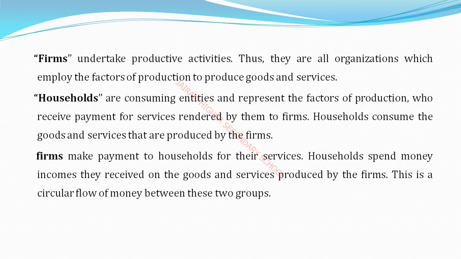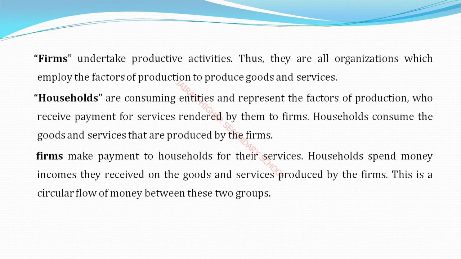The next sector is called household, or consuming entities. If anyone consumes goods or services from the firm, it is called a household. Households also supply the factors of production. Individual persons supplying factors of production to the firm, in the form of employees, receive payment for the services rendered by them to the firm.